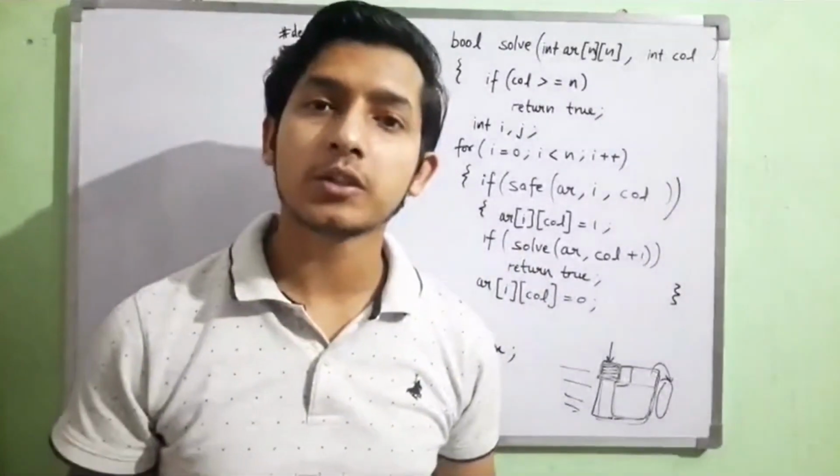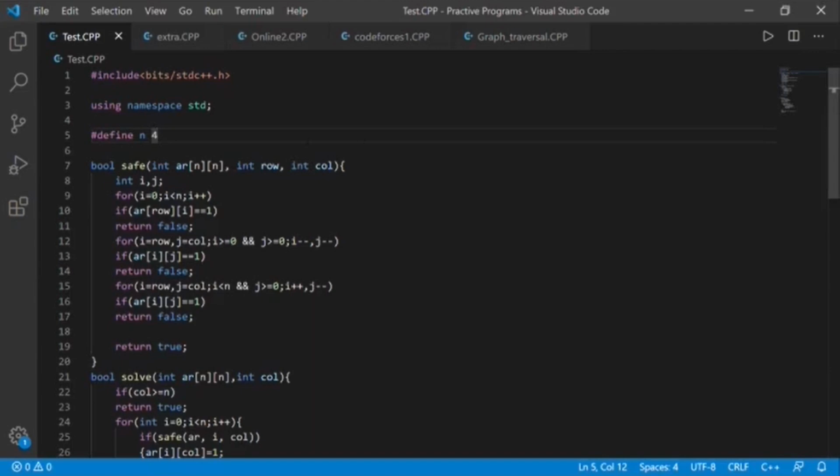So let's move to the computer screen now. So here is n equals 4, here is the safe function, here is case 1 when it has a queen in the same row, here's the case when it has a queen in the upper diagonal, and here's the case when there is a queen in the lower diagonal, and otherwise it will return true.